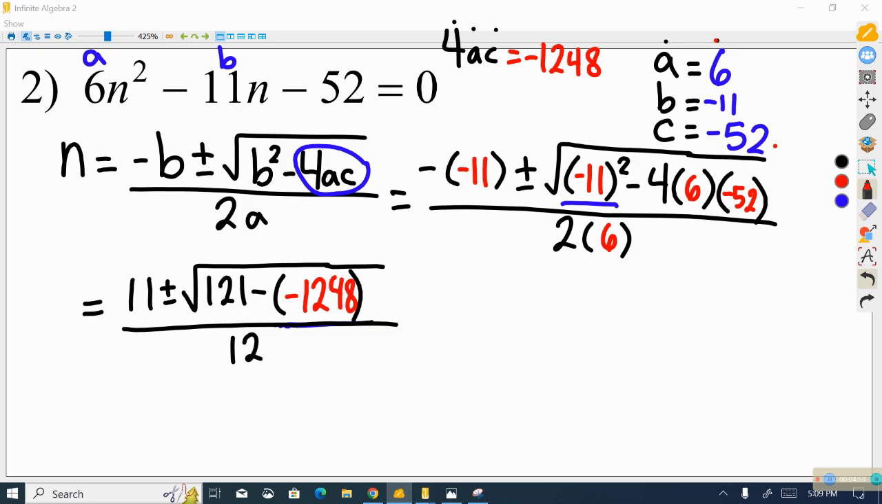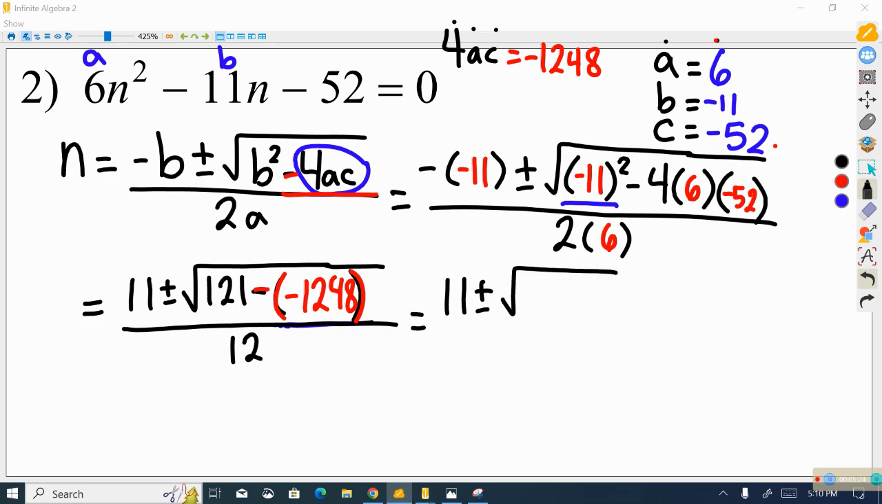So because we're subtracting 4AC, that's what it says right here, right? It says minus 4AC. So that's why we have minus, right? This minus sign right here, minus negative 1248. So that's been one step that might give you guys some trouble, but if you just follow the procedure I've been giving you, hopefully it won't be a thing that trips you up.